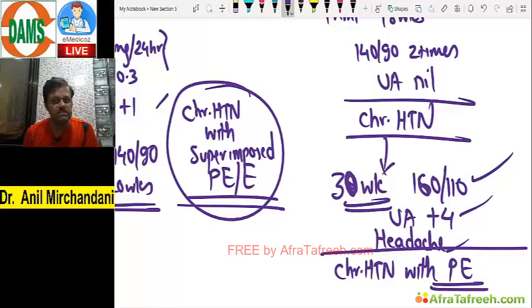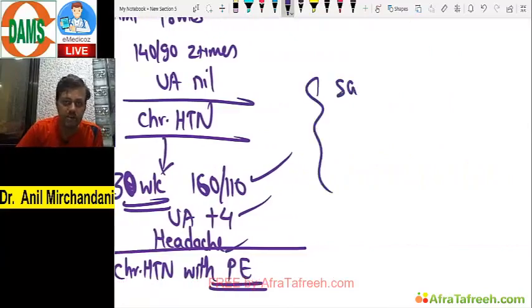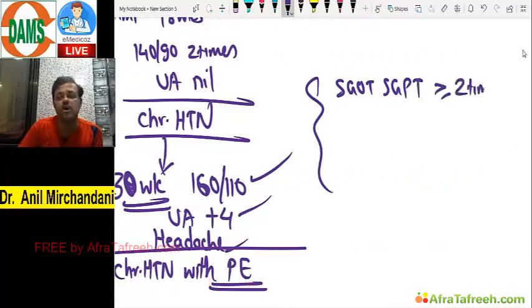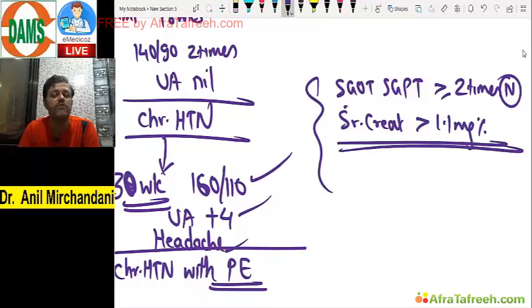Try to understand, end organ damage has certain markers which you should know, like SGOT, SGPT more than or equal to 2 times normal. Serum creatinine: oliguria per se is not sufficient to label someone as end organ damage. Serum creatinine more than 1.1 milligram percentage is important for labeling someone as end organ damage, and that is why superimposed preeclampsia.